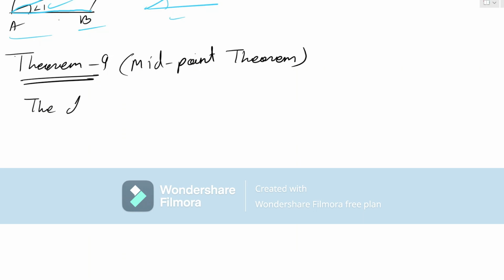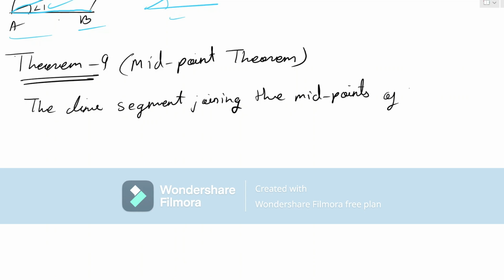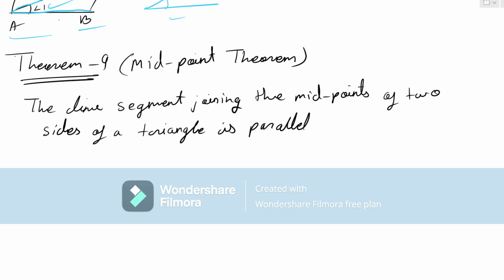The line segment joining the midpoints of two sides of a triangle is parallel to the third side.